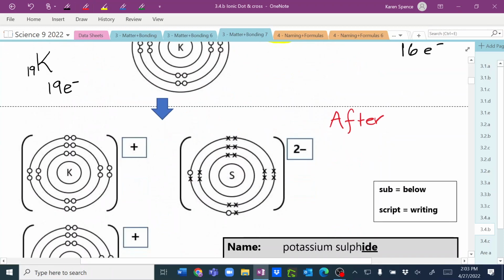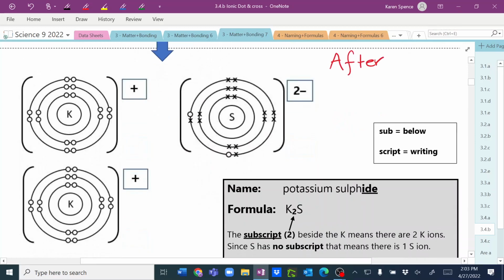So you can see we have the potassium, okay, and it's missing that outer shell now because that outer shell is now empty. It lost one electron, so we have to write that it became positive. Same thing with the other potassium. And because we had 2 extra electrons now in the sulfur, it is 2 negative.